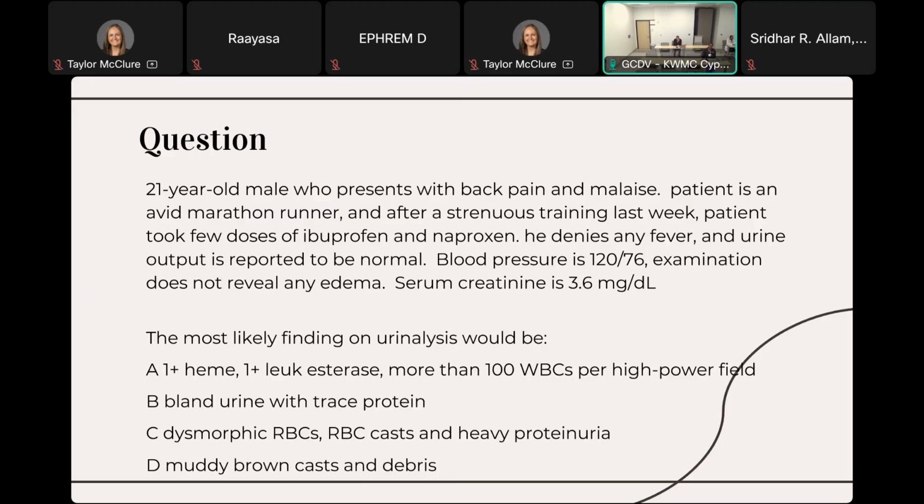The most likely finding on urinalysis would be: one, 1 plus protein, 1 plus leukocyte esterase, more than 100 WBCs per high power field? Is it going to be bland urine with trace protein? Is it going to be dysmorphic RBCs, RBC casts, and heavy proteinuria? Or is it going to be muddy brown casts and debris? We will come back to the question.